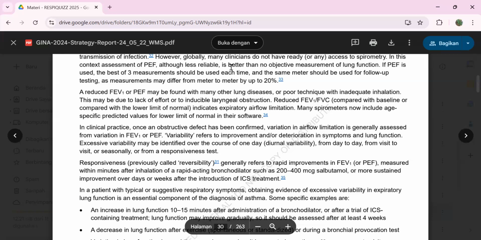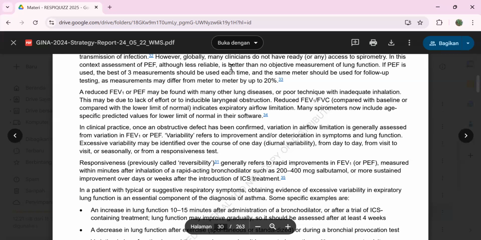Excessive variability may be identified over the course of one day (diurnal variability), from day to day, from visit to visit, seasonally, or from a responsiveness test. Responsiveness, previously called reversibility, generally refers to rapid improvement in FEV1 or PEF measured within minutes after inhalation of a rapid-acting bronchodilator, such as 200-400 micrograms of salbutamol, or more sustained improvement over days or weeks after the introduction of ICS treatment. In a patient with atypical or suggestive respiratory symptoms, obtaining evidence of excessive variability in expiratory lung function is an essential component of the diagnosis of asthma.